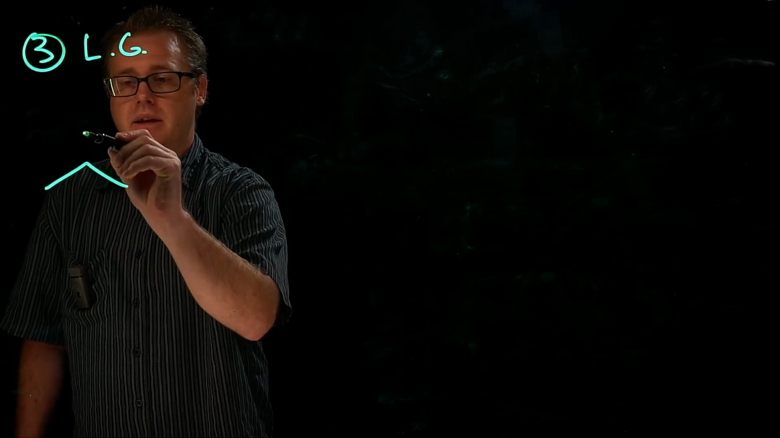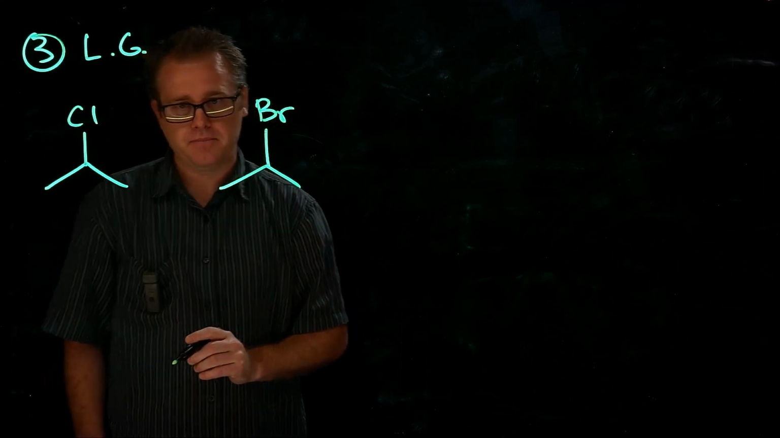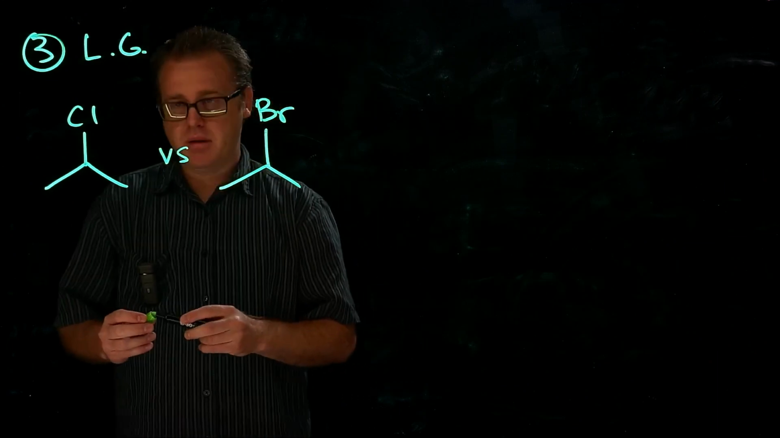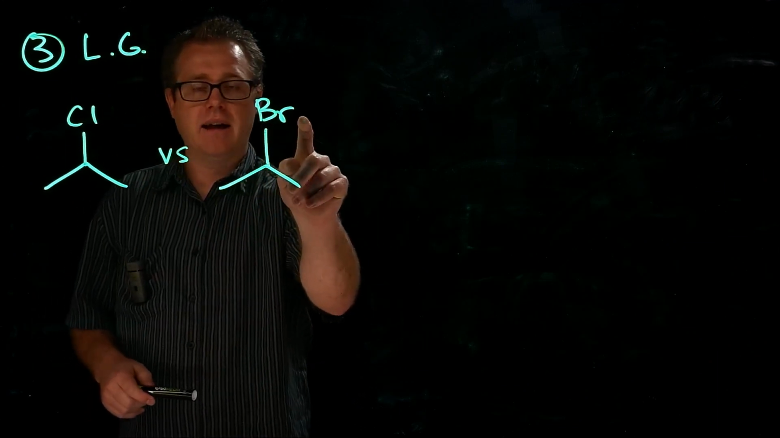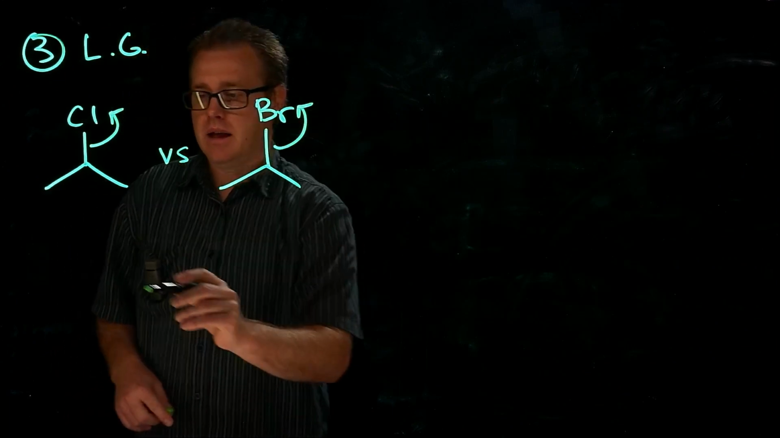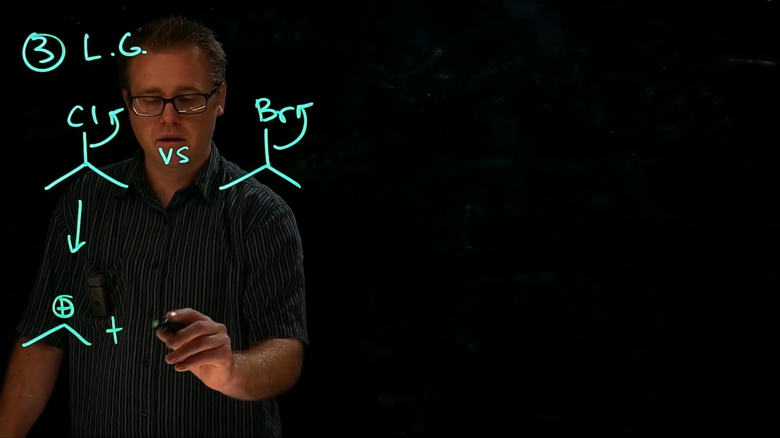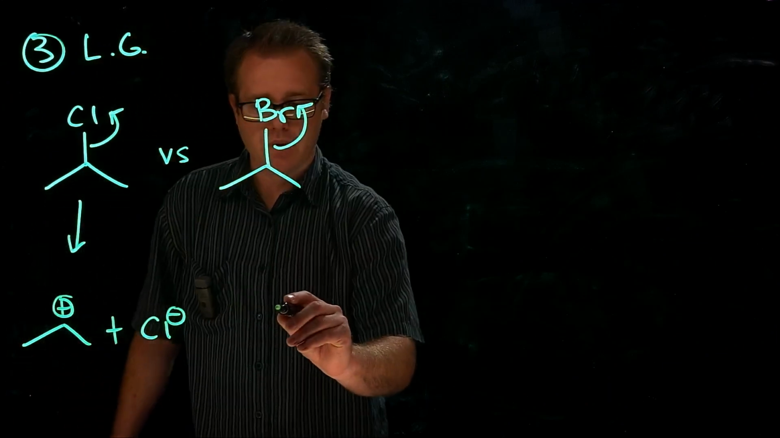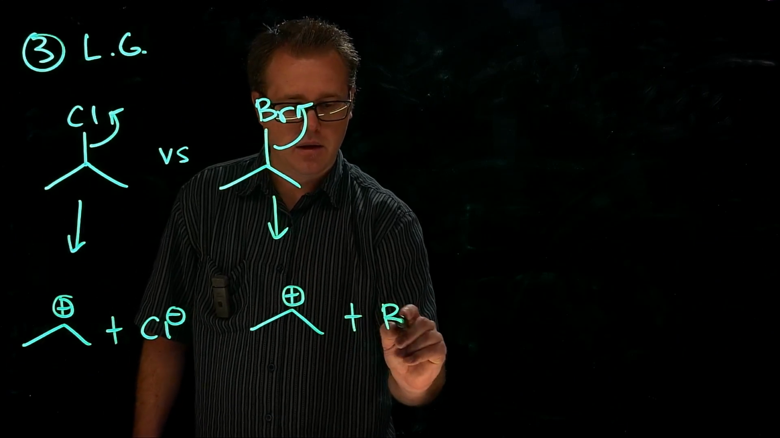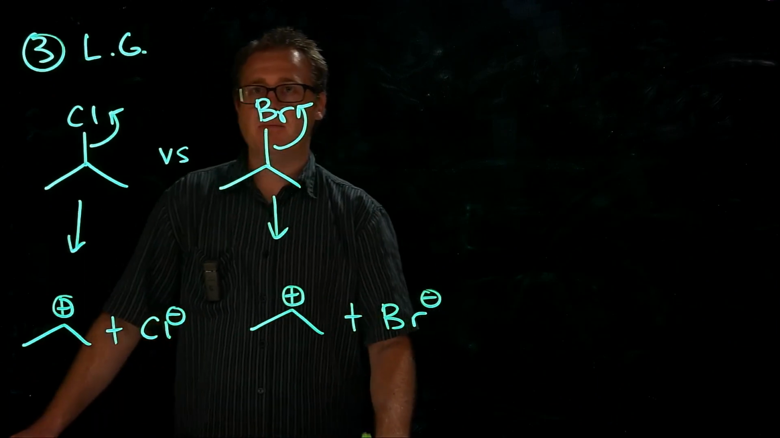So we take a look at these two alkyl halides. And we're comparing those. Which one is the better leaving group? Because alkyl halide, so we know those are leaving groups. And so what's that going to generate here? That's going to generate a secondary carbocation plus our chloride. Same for this guy down here. Secondary carbocation plus our bromide right there. Which one is the better leaving group?